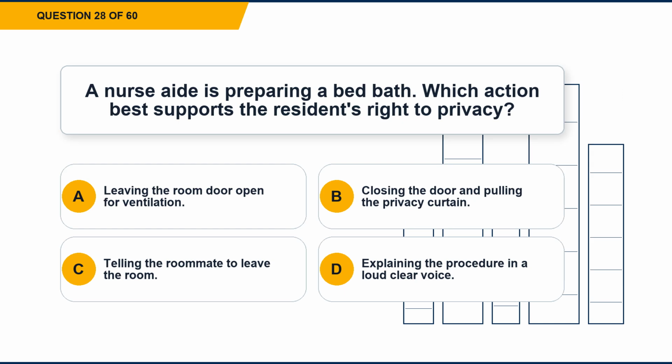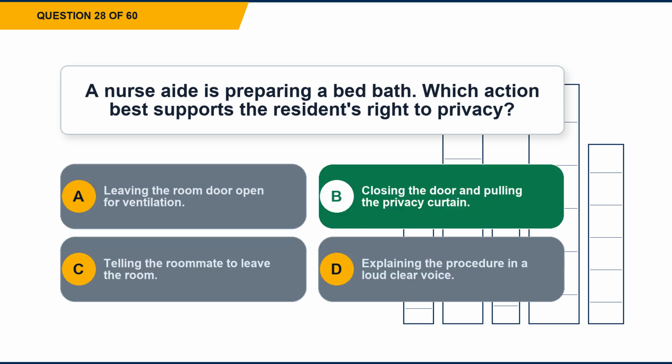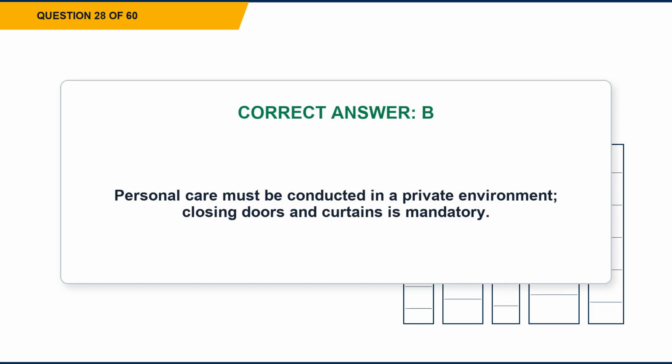Question 28. A nurse aide is preparing a bed bath. Which action best supports the resident's right to privacy? Option A, leaving the room door open for ventilation. Option B, closing the door and pulling the privacy curtain. Option C, telling the roommate to leave the room. Option D, explaining the procedure in a loud, clear voice. The correct answer is option B, closing the door and pulling the privacy curtain. Explanation: personal care must be conducted in a private environment. Closing doors and curtains is mandatory.